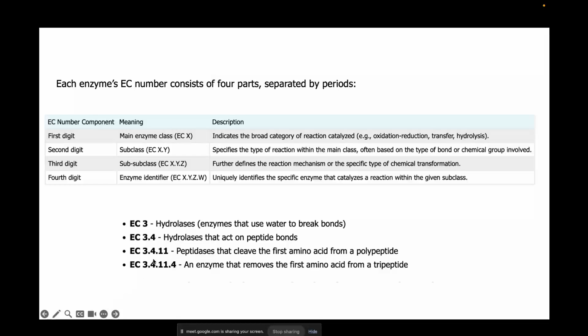Then you have 3.4.1, which is a peptidase that cleaves amino acids of the polypeptide. The third digit tells you the reaction mechanism or the specific type of chemical transformation that is happening. And the fourth digit finally tells you uniquely which particular enzyme it is. In this case, it is 3.4.11.4, which is an enzyme that removes the first amino acid from a tripeptide. Right?